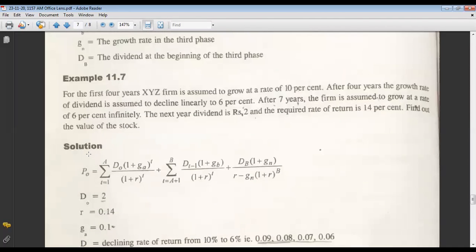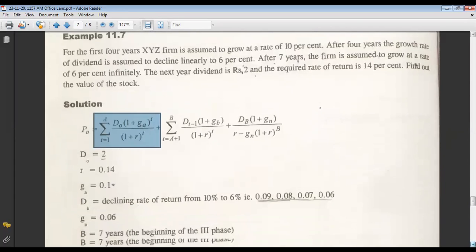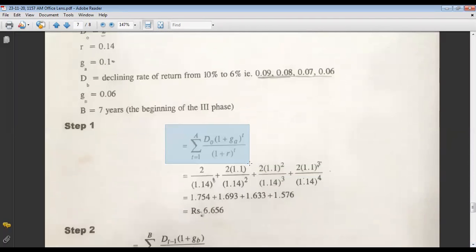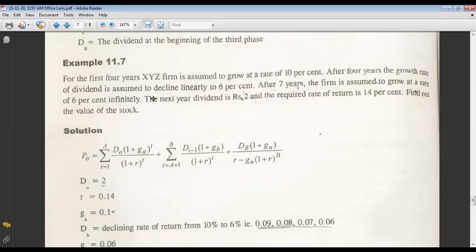I copy my first formula, only this part. I write that formula once again here, and then I start solving it. Now please understand this. Here you might be wondering, why have I not written 1 plus GA raised to T? The reason is, this dividend of 2 rupees, when are you going to receive this? You're going to receive it in the next year, because that is what is told to you in the problem.